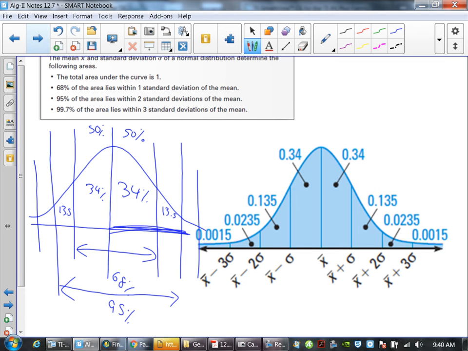So that's a lot more. So that means you have, what is that? Within 3 standard deviations, it's 2.35%. And then your outliers, the last little tails.